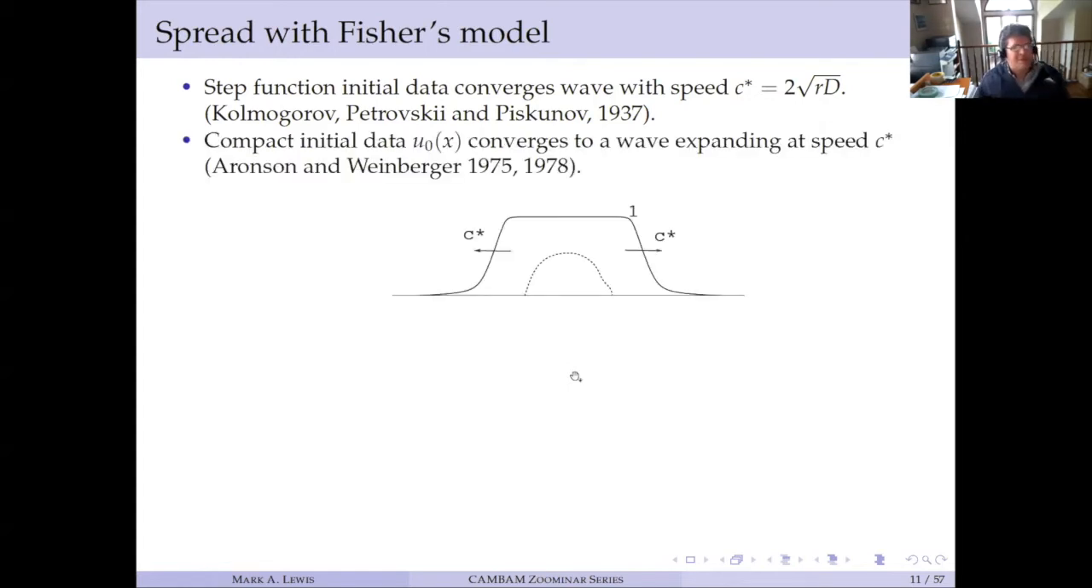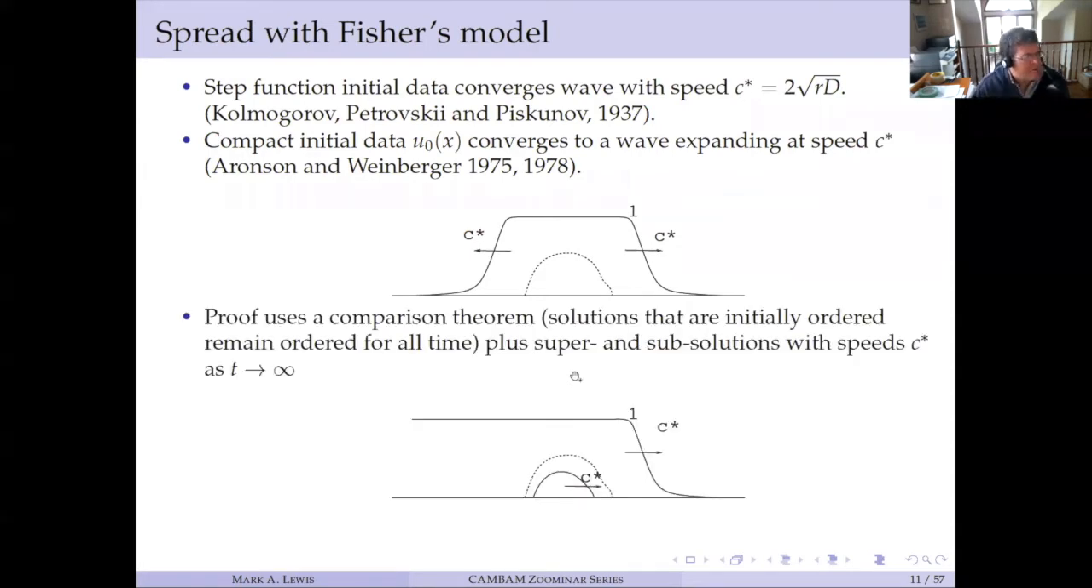It turns out that that particular initial data isn't necessarily the most interesting, and slightly more interesting cases are where there's initial data which is non-zero on a compact set, U0, and 0 elsewhere. And this would correspond perhaps to a biological invasion where individuals are introduced just in a local region. And Aronson and Weinberger had these beautiful papers in the 1970s that looked at this case. And so here, this compact initial data converges to a wave expanding in 2 directions at speed c star.